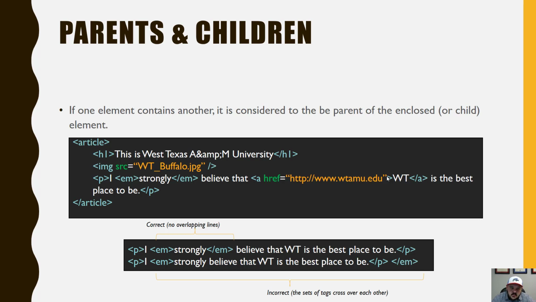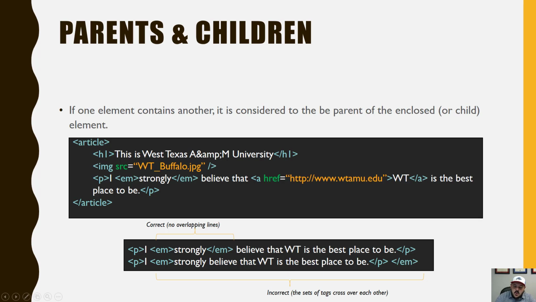When we get down into it, article is the parent for paragraph, and then the paragraph is the parent for the emphasis, right here where it says "strongly." So this article has two children in this instance, the paragraph, and then we get into the emphasis. It's important that you realize how these things are encased or enclosed in each other.